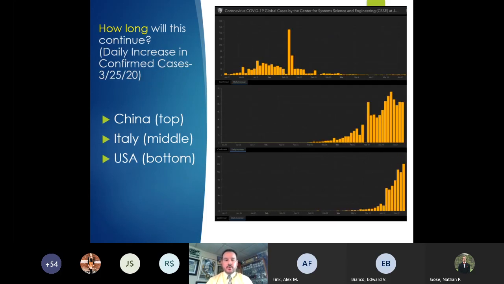That was total cases. Let's look at increases per day. Again, same thing, China at the top, Italy in the middle, USA at the bottom. So we see the increase in cases per day in China went up and then leveled off, and it's been level or nothing for at least relatively recently.